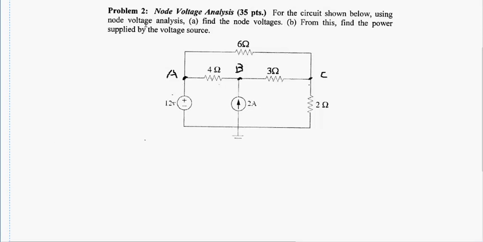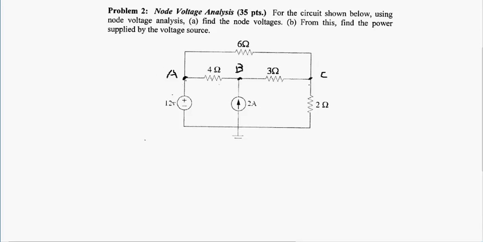Okay, in this problem we want to use node voltage analysis to find the node voltages, and then from this find the power supplied by the 12 volt voltage source. Now, in order to do this, we must find the voltages at the respective nodes.